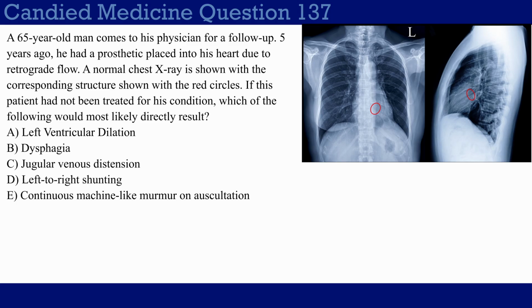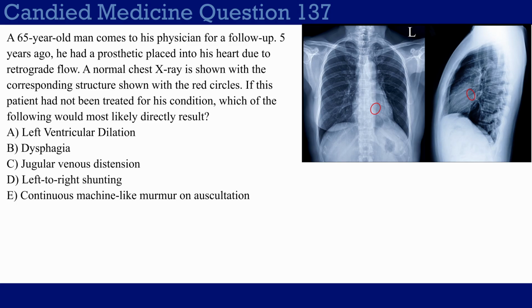USMLE does not expect you to be some kind of expert radiologist for the most part. However, one thing they have tested quite a few times is for you to be able to identify the basic anatomy of the heart on chest x-ray. So you need to know where the left and right atrium are. You need to know where the left and right ventricles are, and therefore you need to know where the valves of the heart are, at least approximately.